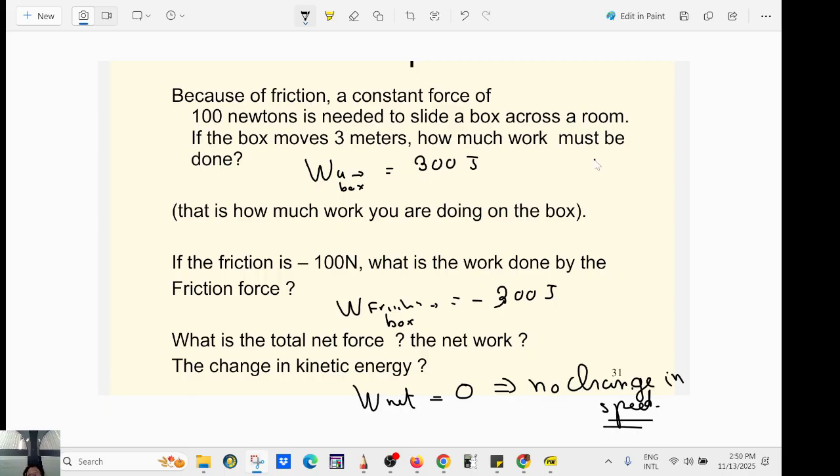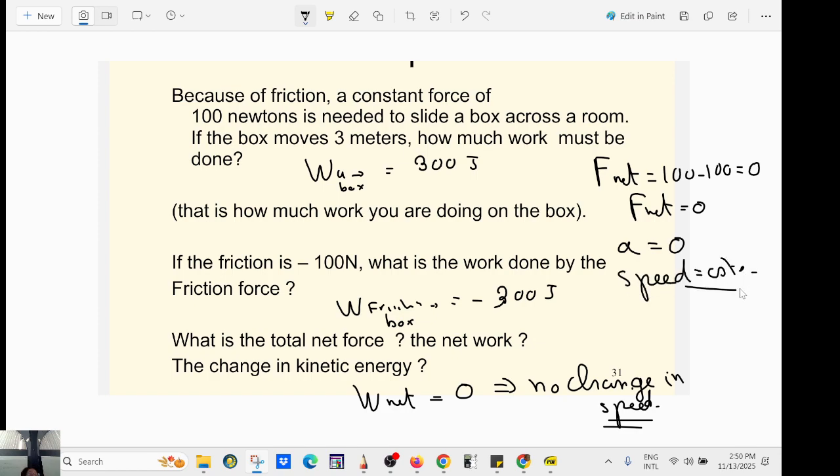Okay, so there is no change in speed. And we knew that because the net force is 100 minus 100 equals 0. So if the net force equals 0, that means acceleration equals 0. That means the speed is constant. So if the net force is 0, it can move at a constant velocity, or it's at rest. In that case, it would be moving at a constant velocity. There is no acceleration.